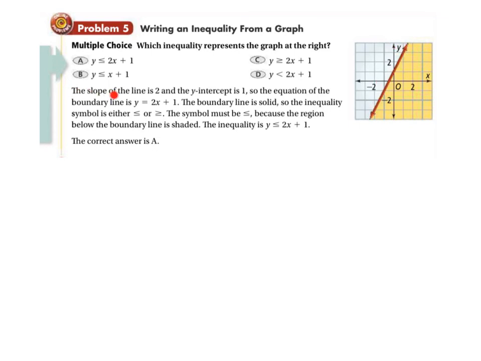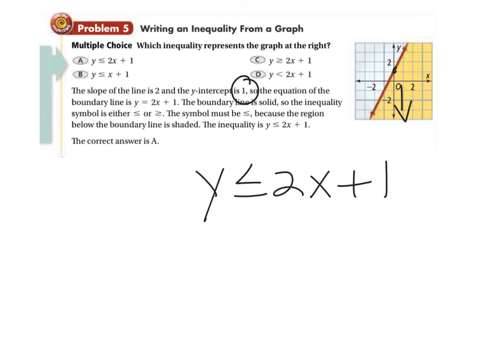So here, the slope of the line is 2, right? So I know for sure I'm going to write something 2x. The y-intercept is 1. We can see that right here. So it's going to be plus 1. And so it's going to be y something 2x plus 1. Now, we have to decide, is it shaded up or down? It is shaded down, so that means y is getting smaller, so it's going to be the less than, and again, the line is solid, so I get the equals portion. So, in this case, we find the answer is definitely A.